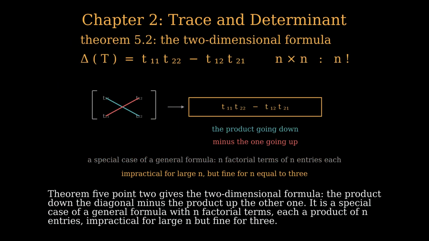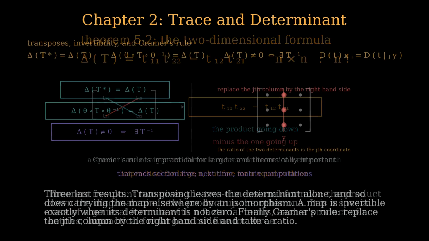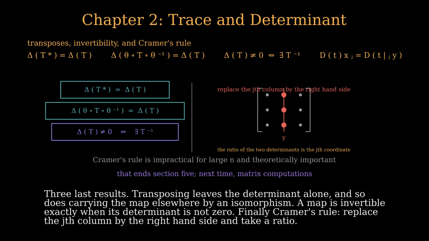Theorem 5.2 gives the two-dimensional formula. The product down the diagonal minus the product up the other one. It is a special case of a general formula with n factorial terms, each a product of n entries. Impractical for large n, but fine for 3. Three last results. Transposing leaves the determinant alone, and so does carrying the map elsewhere by an isomorphism. A map is invertible exactly when its determinant is not 0. Finally, Cramer's rule. Replace the jth column by the right-hand side and take a ratio.